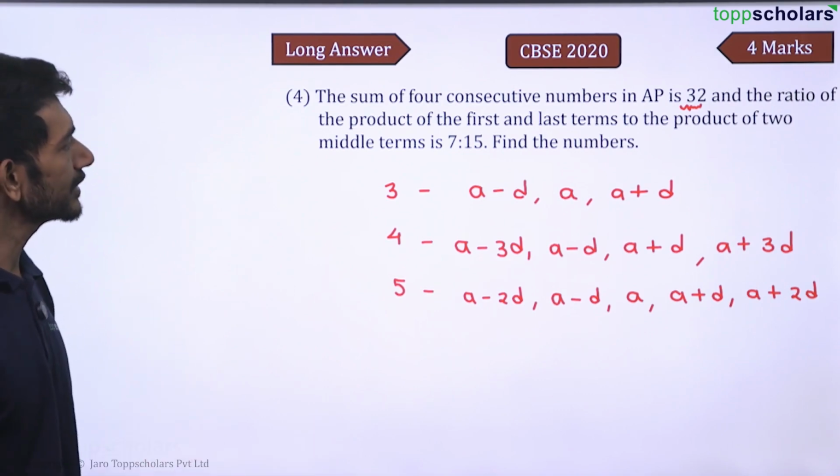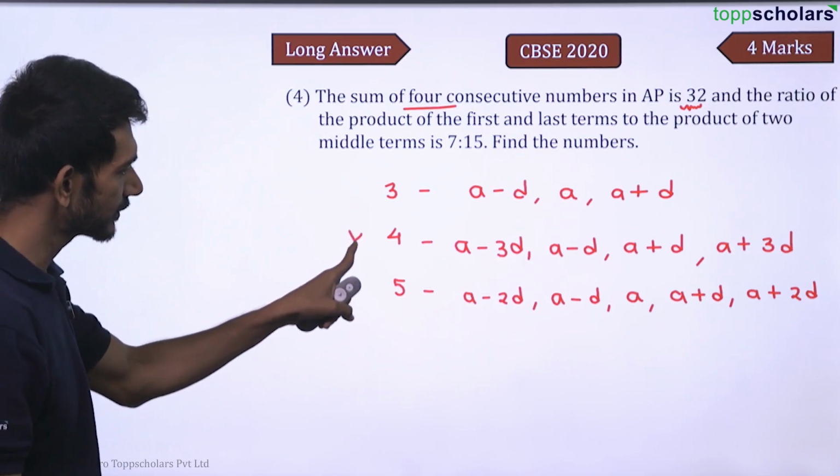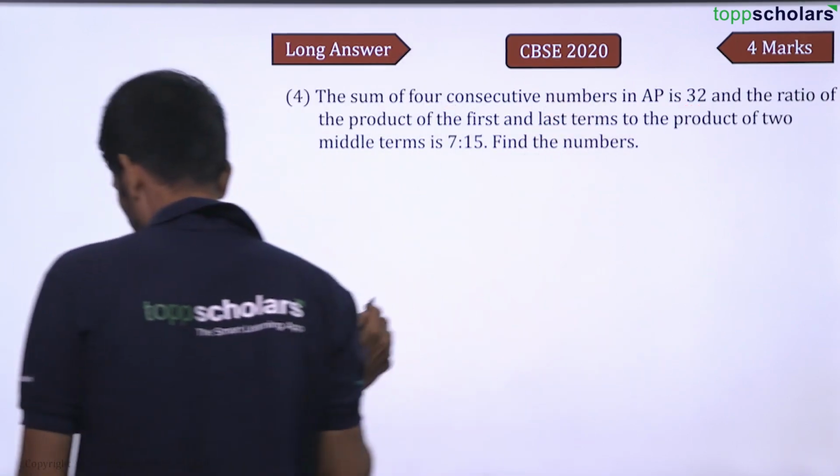So right now what is the question? The question says the sum of 4 consecutive numbers. So 4 consecutive numbers means we need this, right? Okay, so let's begin with the solution.